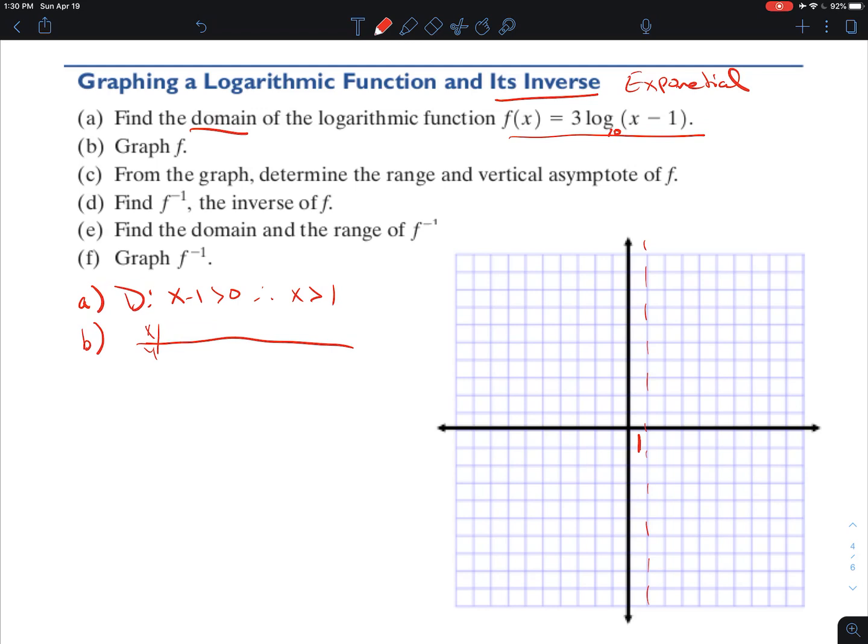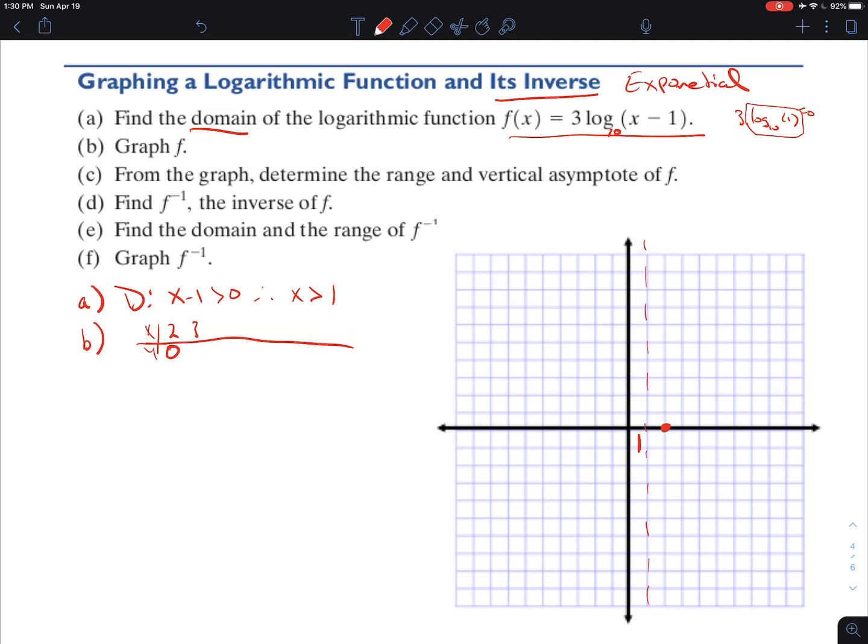So it's got to be greater than 1. I could plug in 2, but let's think about that for a minute. If I plug in 2, I get 3 log base 10 of 1, which is asking 10 to what power is 1? Well, actually, I happen to know that. That's 0. So just this part is equal to 0. 3 times 0 is 0. So that point right there exists.